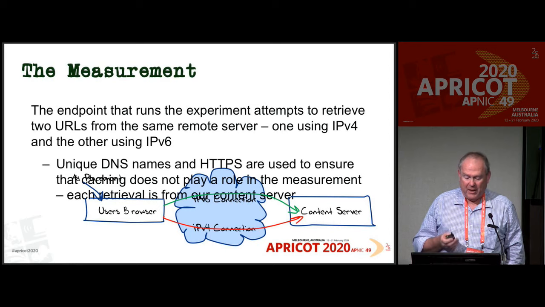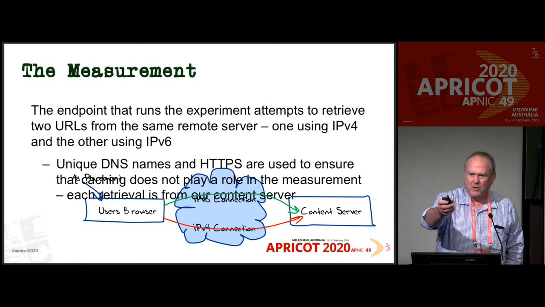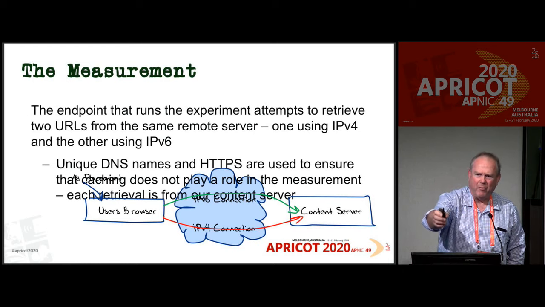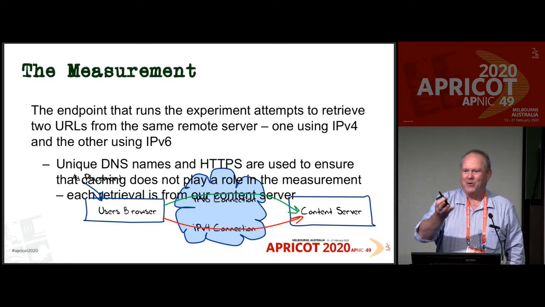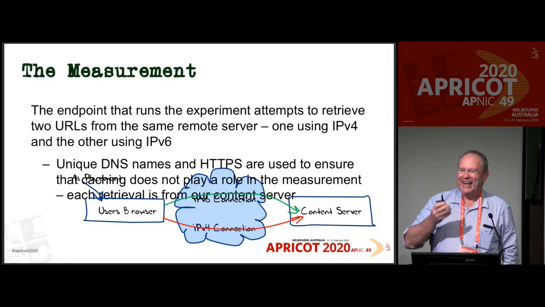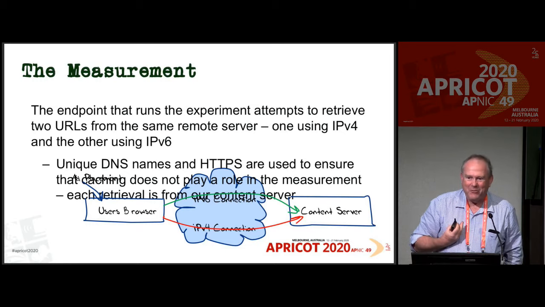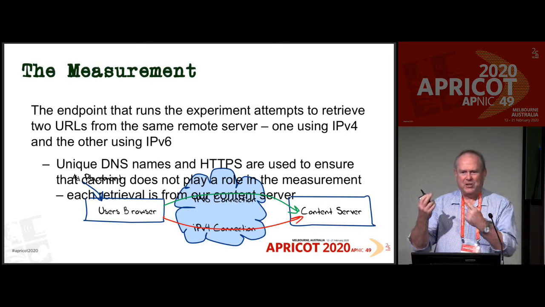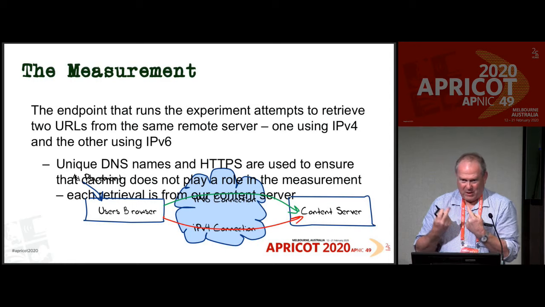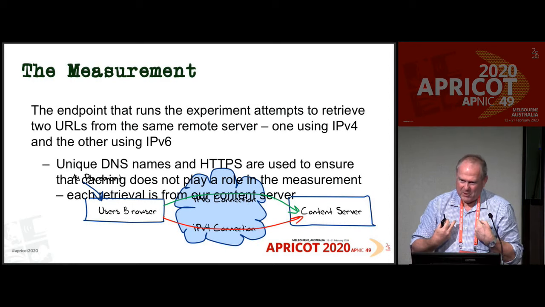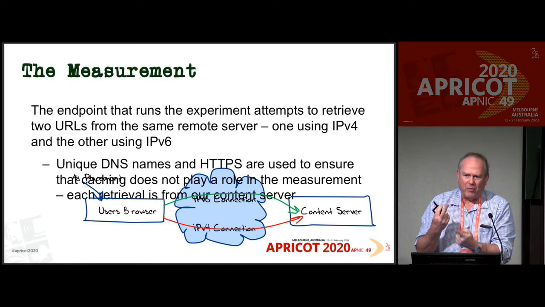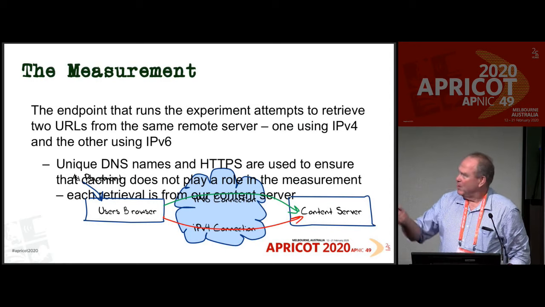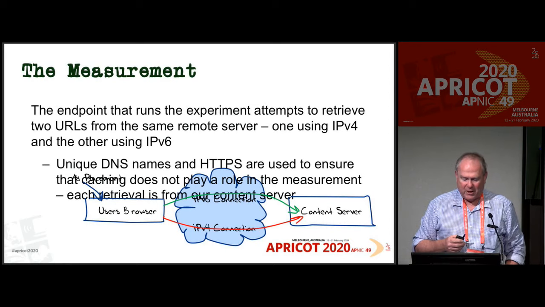The next trick is that you are talking to me. If I give you a URL that only has a quad A record, I can only do V6. If it only has an A record, you can only do V4. So I can set up two sessions between these two endpoints, you and my server, at the same time, or very close to it, running V4 and V6, and I can compare them.